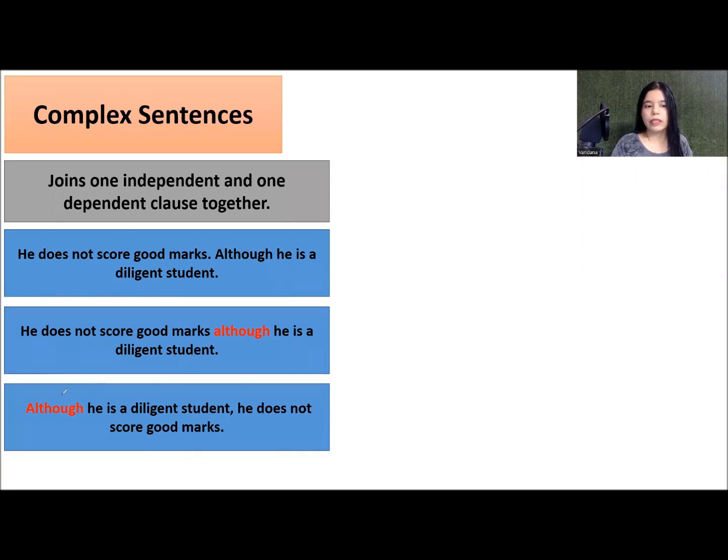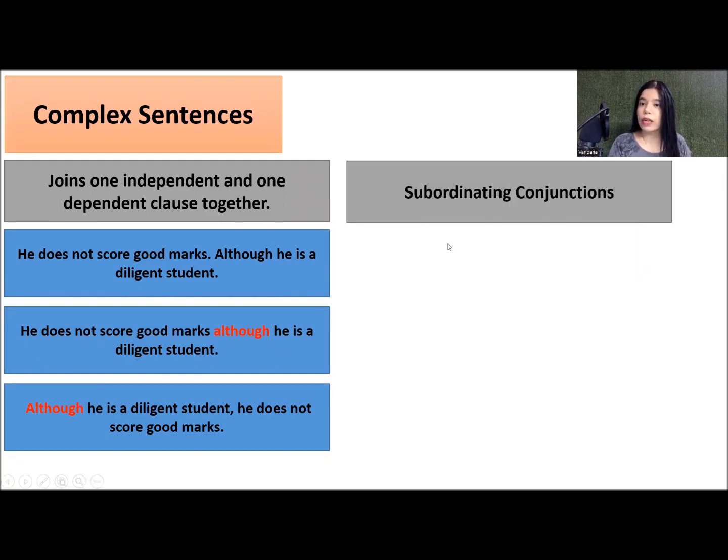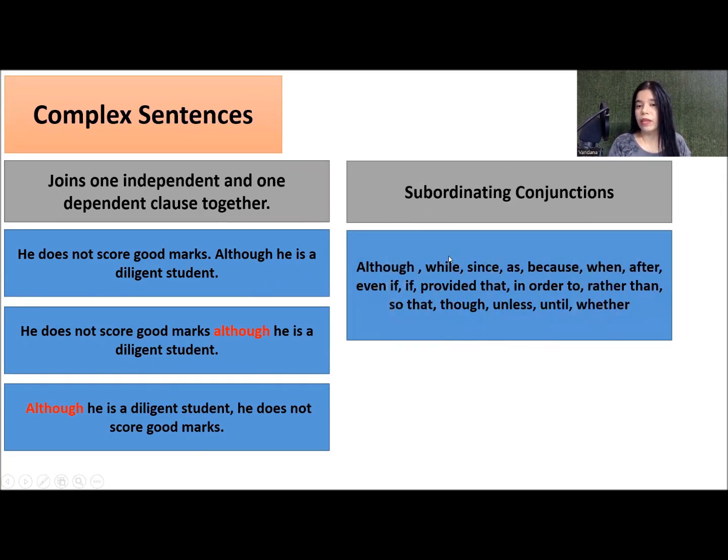Now that we are using the conjunction at the start, we can use a comma after our first clause gets over. Now, what kind of conjunctions are used in order to join these kinds of structures where we have one independent clause and one dependent clause? Well, we use subordinating conjunctions. What are these conjunctions? Quite a few, such as although, even if, unless, until, whether, because. These are known as subordinating conjunctions.